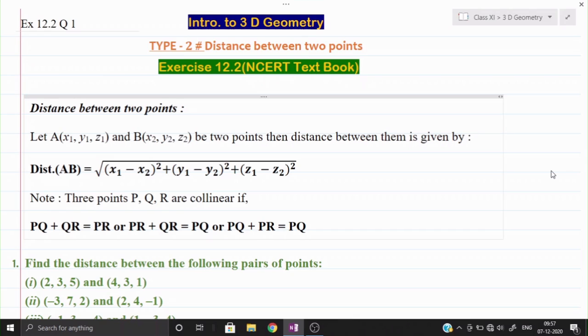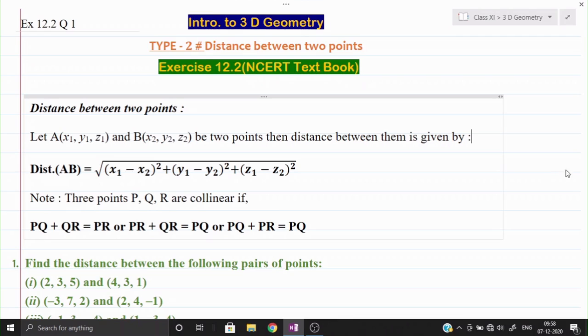In place of x1 minus x2, y1 minus y2 or z1 minus z2, you can write x2 minus x1, y2 minus y1, z2 minus z1. Because the square is there, if the difference comes negative, because of the square it will become positive. Here x1, y1, z1 are the coordinates of the first point, while x2, y2, z2 are the coordinates of the second point.